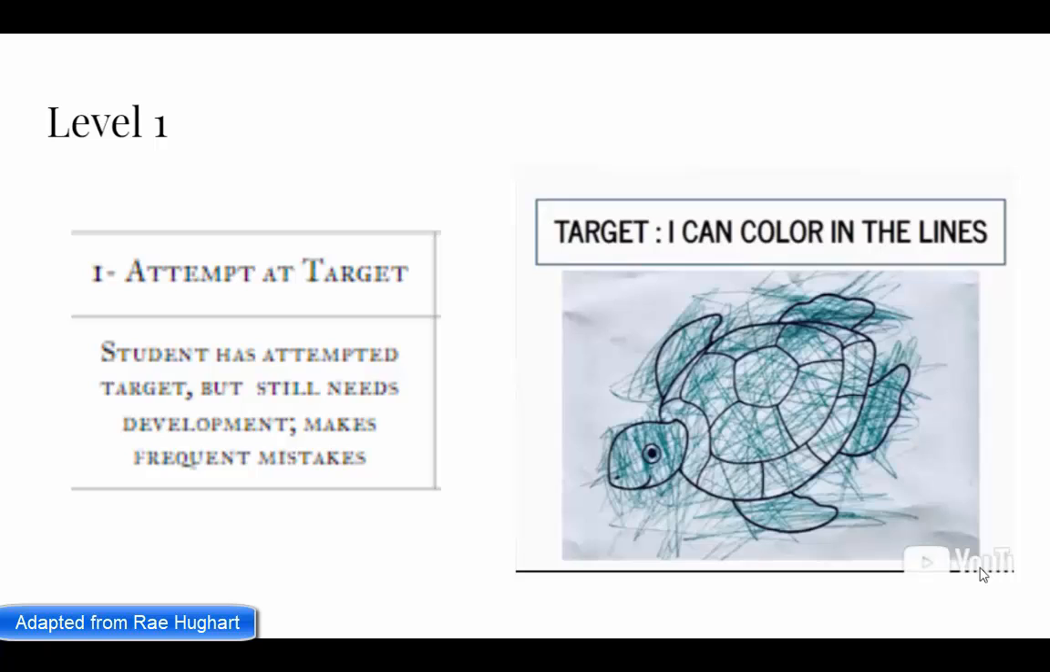A lot of mistakes. Okay, so take out another turtle. Our second level is developing towards the target, okay? So I want you to visualize, what do you think a level 2 would look like, right? This idea that you're developing towards the target of being able to color in the lines. What do you think that would look like? Again, take a minute and color in those lines, okay? Now, what does yours look like? Does it look like this?